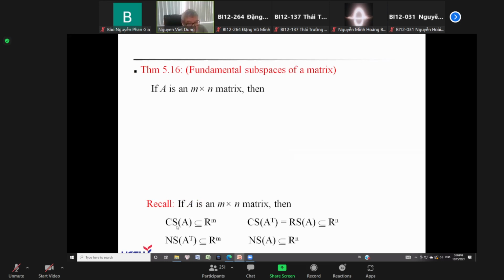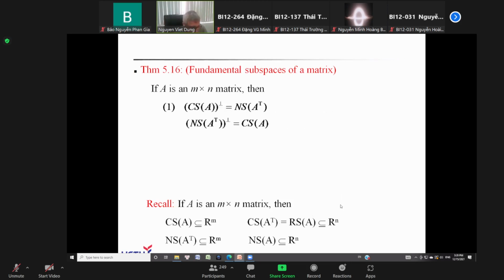The first one is the column space of A, which is a subspace of Rm. And also we have the left null space of A, which is again a subspace of Rm. On the right hand side here, we have the row space of A, which is a subspace of Rn. And also the null space of A is again a subspace of Rn. I repeat for you that the row space of A is exactly the column space of A transpose.